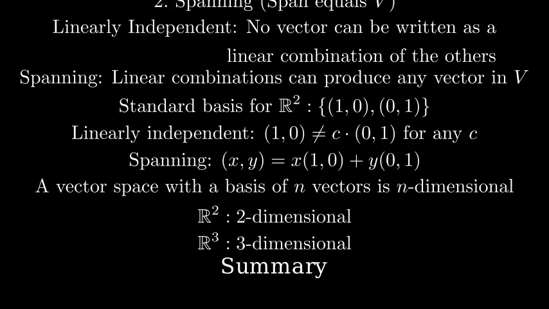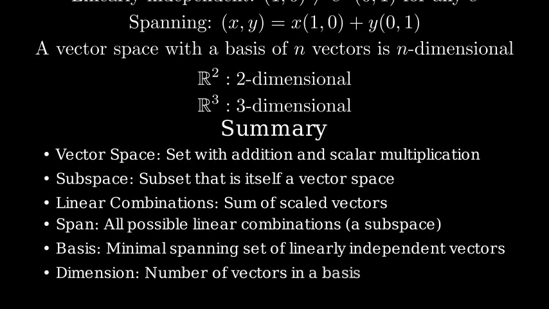Let's put it all together. A vector space is a set with operations of addition and scalar multiplication. A subspace is a subset that is itself a vector space. Linear combinations are formed by adding scaled vectors. The span is the set of all linear combinations of given vectors, and it's always a subspace. And a basis is a minimal set of vectors that spans the entire space, giving us the dimension of the space.